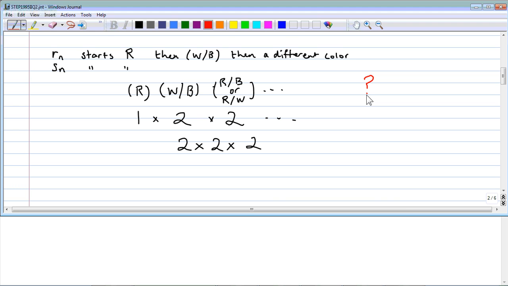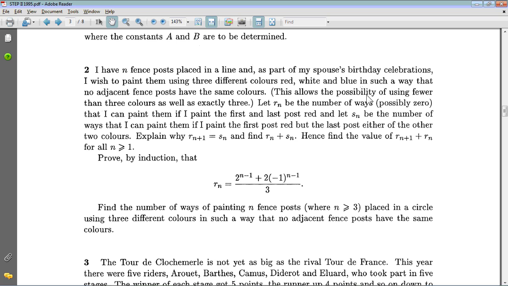Well, if we go back to the question, we remember that the definition was that Rn must have the last post red. Sn, on the other hand, must have the last post white or blue.